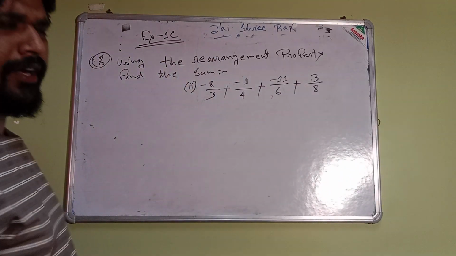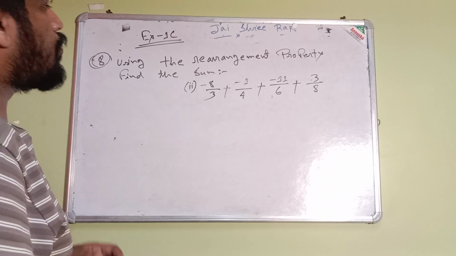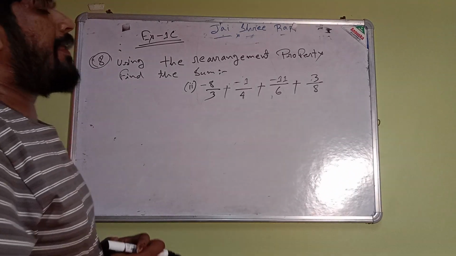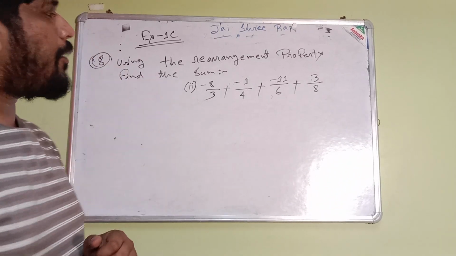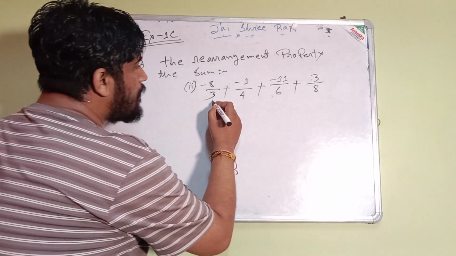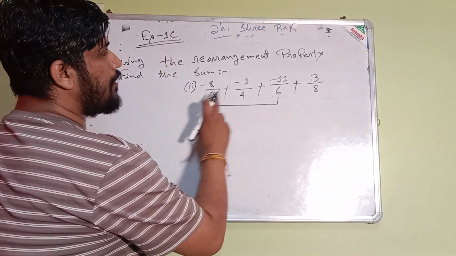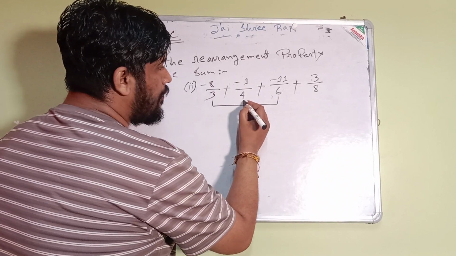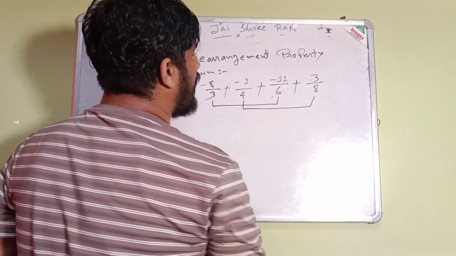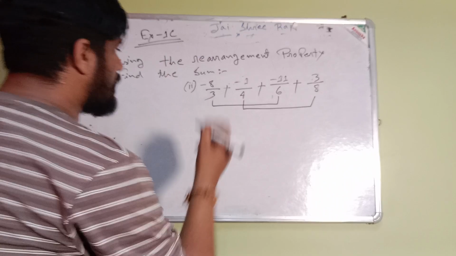Okay. Already I have the question in front of you. So can anyone tell me which numbers I will choose? I will choose this one with this one. That means minus 8 by 3 with minus 11 by 6. And I will also choose the next numbers, minus 1 by 4 and 3 by 8. So let's start.